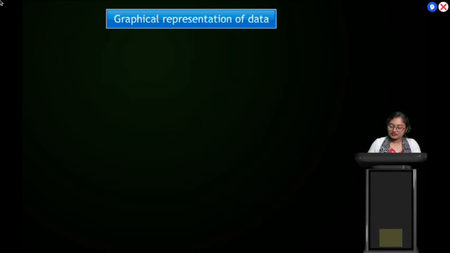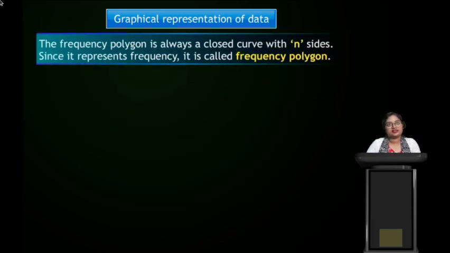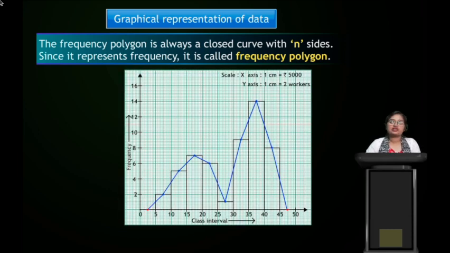Yes. Next, what we have learnt? We have learnt the frequency polygon. What is meant by frequency polygon, children? Yes, the frequency polygon is always a closed curve with n sides. Since it represents frequency, it is called frequency polygon. So this is the frequency polygon you can see here. So as you can see here, this is the closed curve, right? Because of this reason we call it as a polygon.